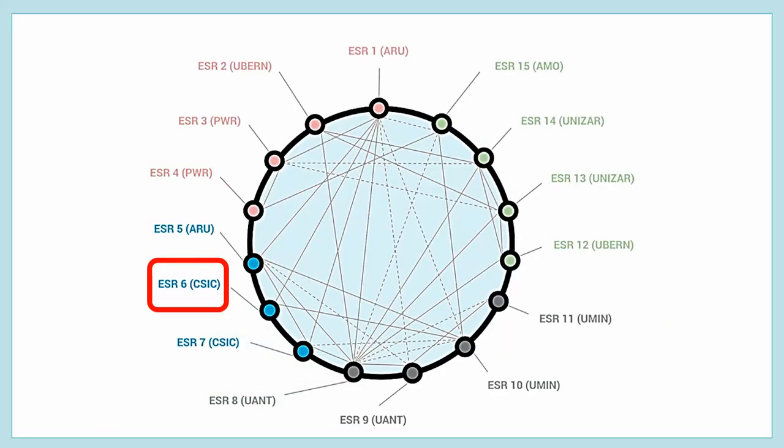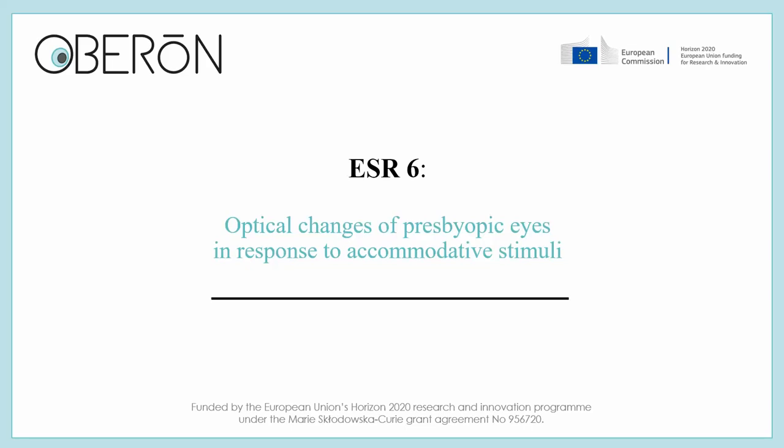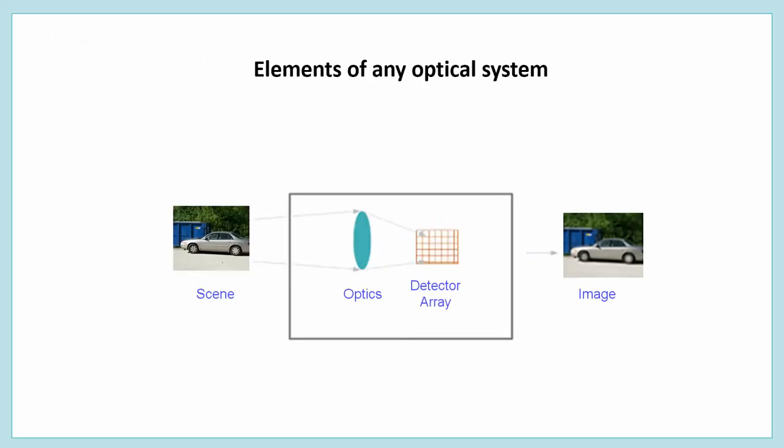This graph also shows the interconnection of the thesis of ESRs. My work as ESR6 is related to work of, for example, ESR5, 7, 1, and 10. So what is my role exactly as ESR6? I'm studying optical change of presbyopic eyes in response to accommodative stimuli. Let me introduce the basic of my work.